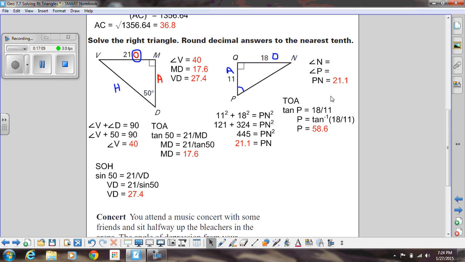So now I have that angle P is 58.6. I can just subtract that from 90, and that'll give me angle N. So I'm just going to do 90 minus the 58.6, and that gives me 31.4. Now you could also do another tangent equation if you wanted to for angle N. That's your choice. I personally like to just subtract from 90 because it's easier.